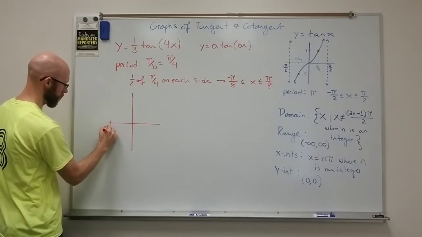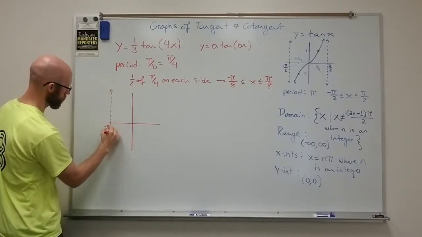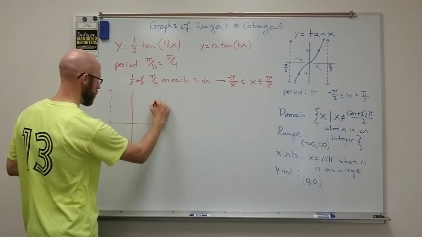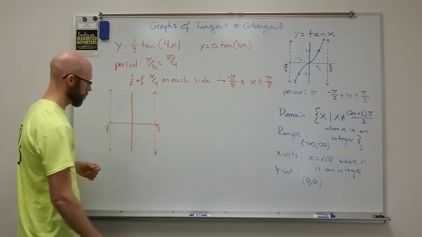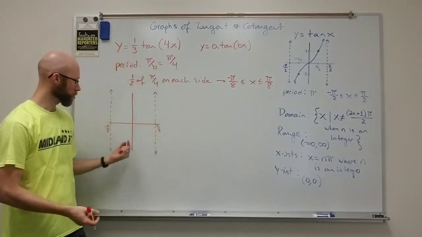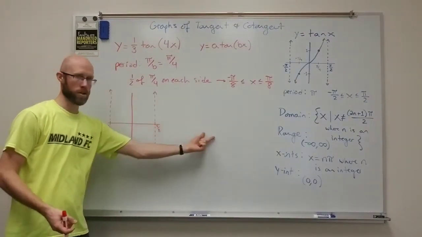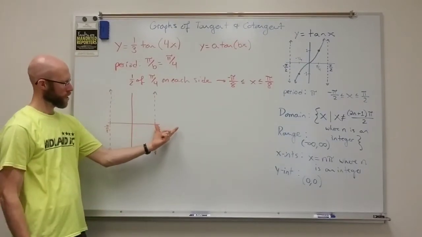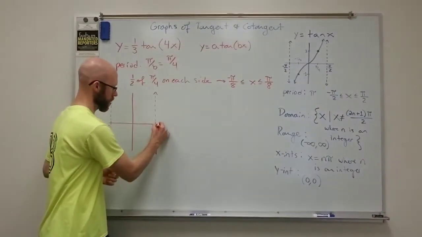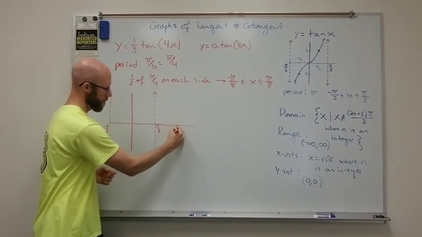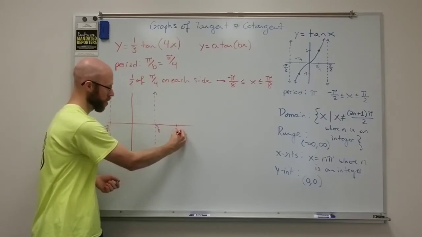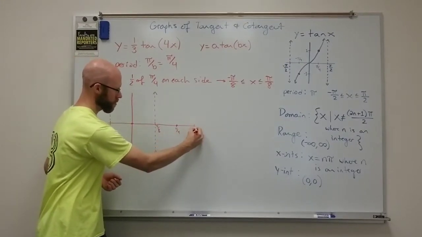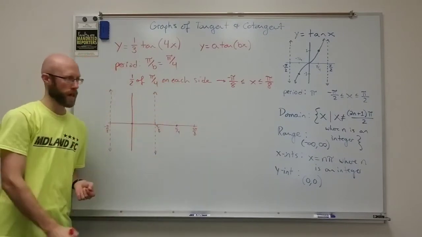So I've got negative pi over 8 as one of my vertical asymptotes, and on the other side, pi over 8 is the other vertical asymptote. And if I wanted to keep going, I would need to go another pi over 4 to the right. So the next spot would be, this is 1 pi over 8, you have 2 pi over 8, which is pi over 4, would be another x-intercept, and then 3 pi over 8, which is another odd multiple of pi over 8, would be your next vertical asymptote.